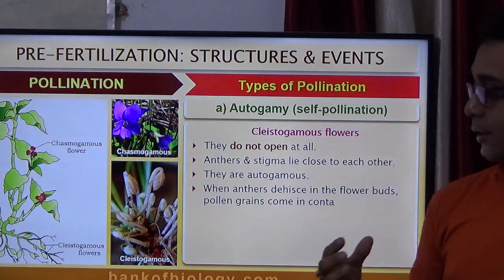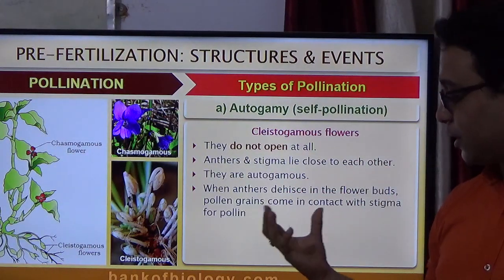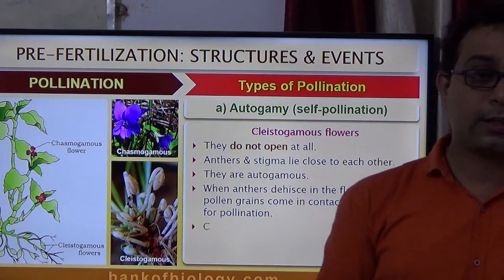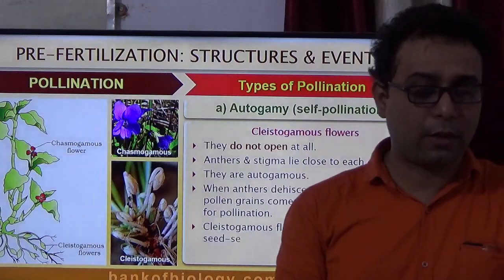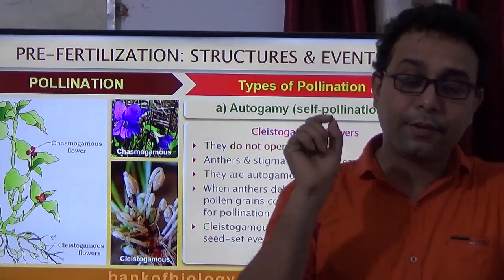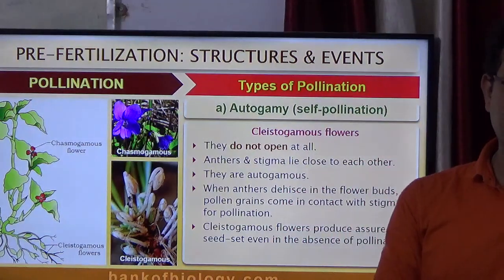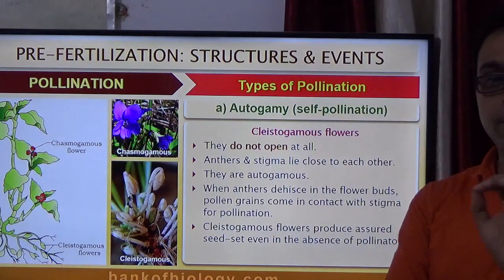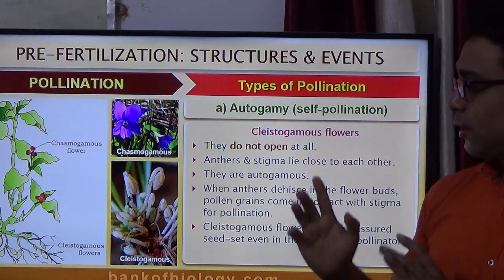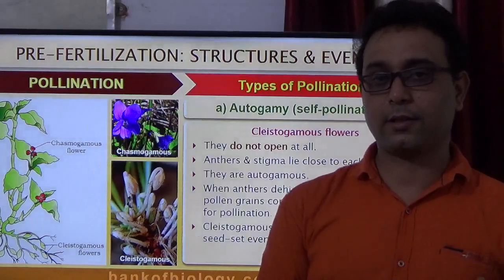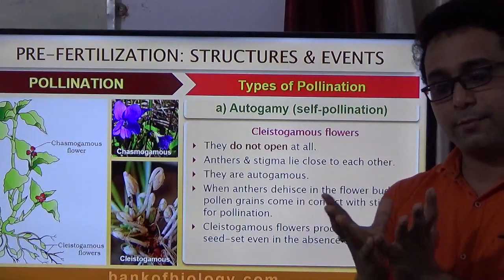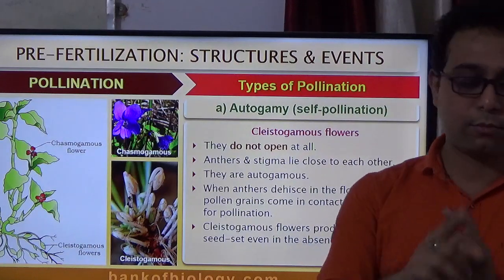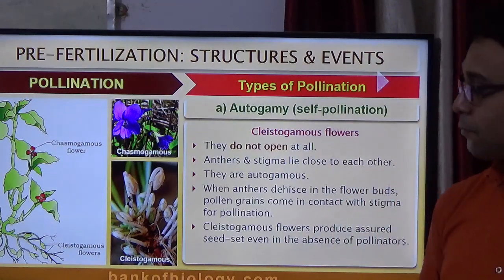When the anther dehisces in the flower bud, the pollen grains come into contact with the stigma and pollination happens. So the cleistogamous flower produces assured seed set even in the absence of pollinators. This is an important characteristic feature. Cleistogamous flowers close and chasmogamous flowers open. That is the most common difference between them.